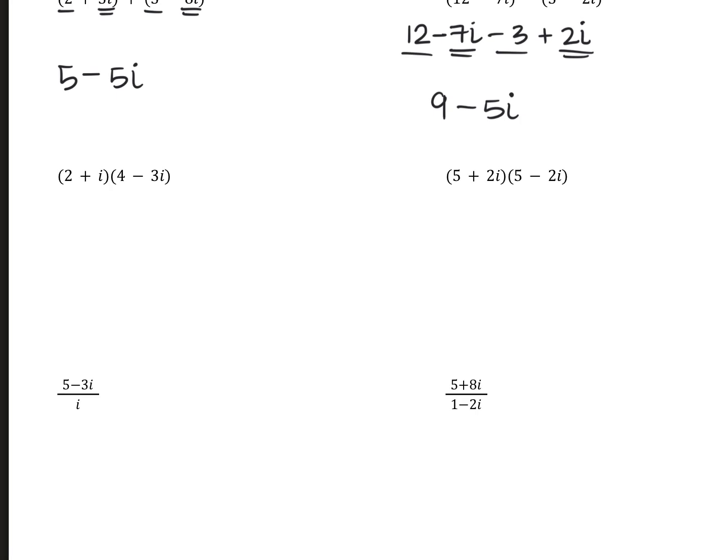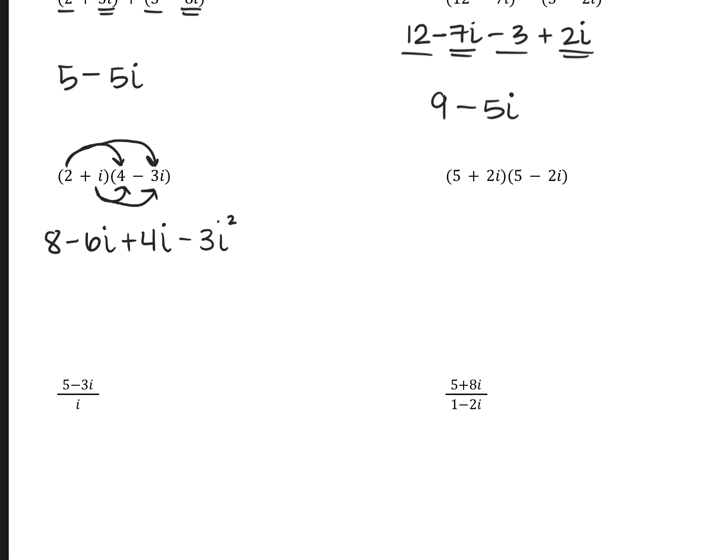Next, we have multiplication, where we have two sets of parentheses with addition and subtraction. So just like with polynomial multiplication, I'm going to distribute. Everything in the first set of parentheses is going to multiply to everything in the second. So 2 times 4 is 8. 2 times negative 3i is negative 6i. i times 4 is 4i. And i times negative 3i is negative 3i squared.